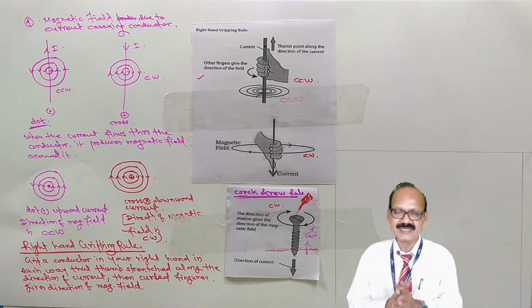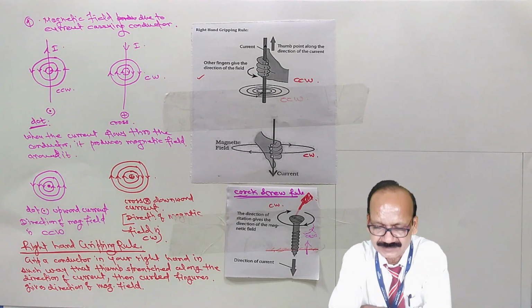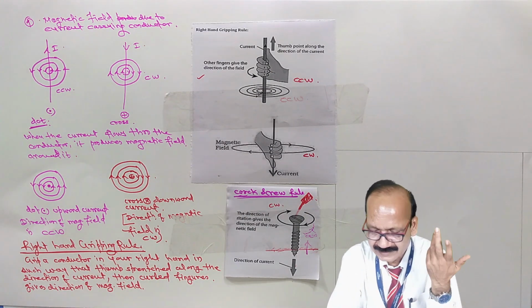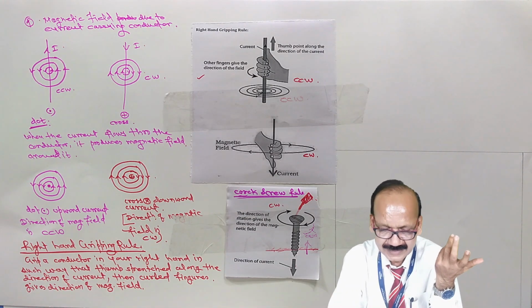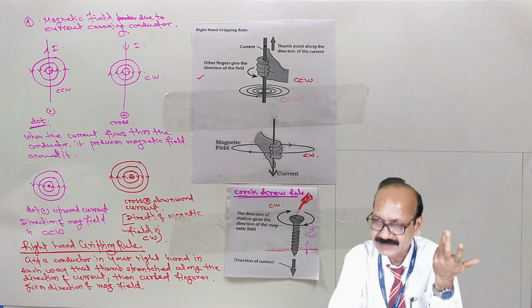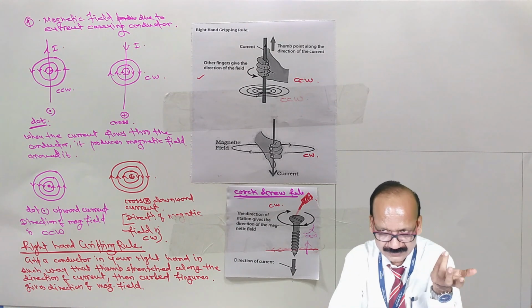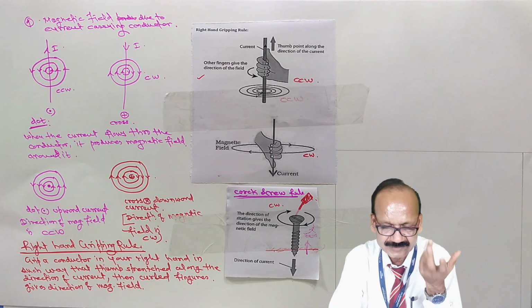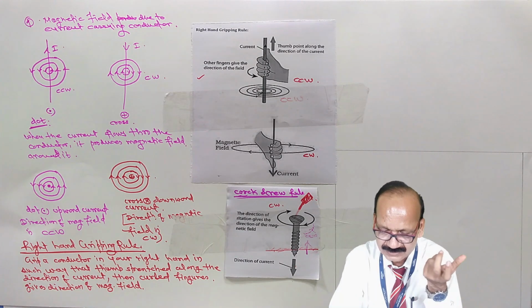So in this way, we have learned the magnetic field due to a current carrying conductor. When the conductor carries current, it produces a magnetic field around it, and the direction of the magnetic field is given by either the right hand gripping rule or the corkscrew rule. For the upward current the symbol used is dot, and for the downward current the symbol used is cross.